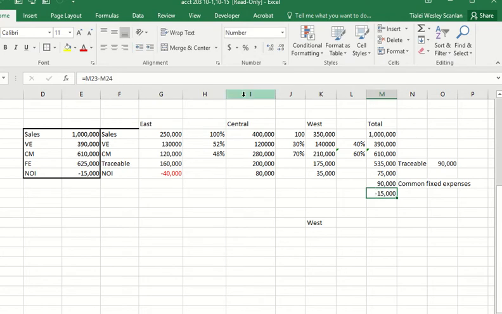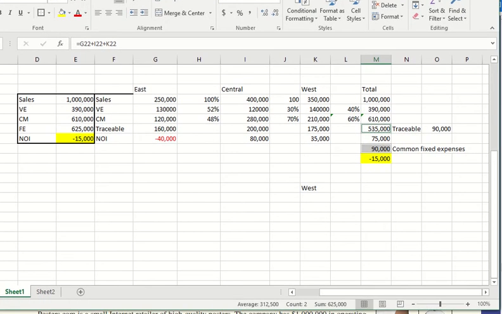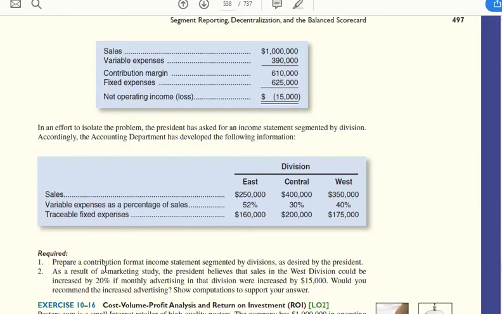And then, yes, we can see that we are reconciled here. With these two together, I would sum up to $625,000. That was the total over here, just broken down between traceable and common, and everything else reconciled. These ones reconciled onto our total. So that's what we're looking for in requirement number 1.